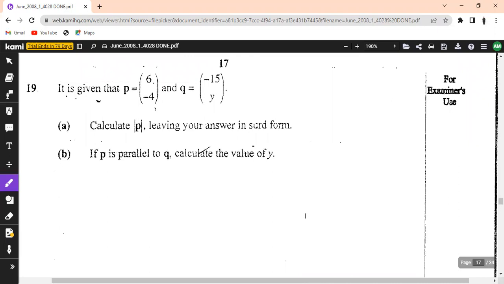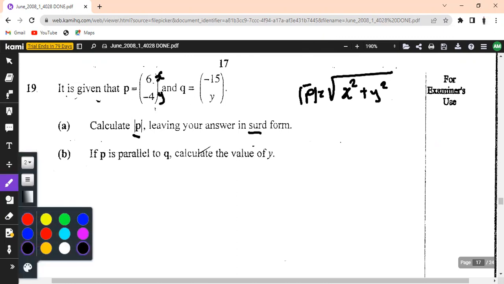Okay, number 19. We are given vector P, vector Q, so these are vectors. Then the first question is to calculate the modulus of P. This is the magnitude or the modulus or the length of a vector, leaving your answer in surd form. So I told you guys that the modulus is simply the square root of x squared plus y squared, provided this is your x and this is your y.